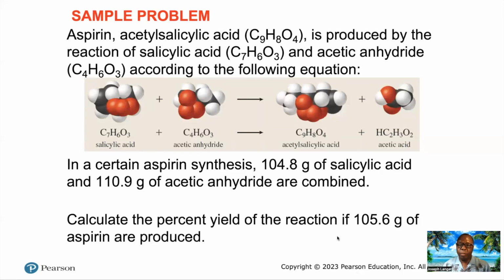Here, this last statement, this number, is the actual yield. This is the actual yield. From the statement here, you need to figure out which one is the limiting reagent and the theoretical yield, because for percent yield, we need to have the actual, which is this value, 105.6, over the theoretical, which you will have to determine from the given masses of each. So you need to balance this equation. If not balanced, you need to balance that.